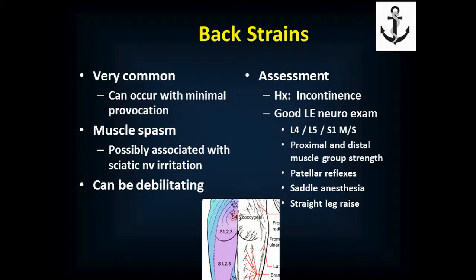abduct their hips, which means they need to be able to push their legs out sideways, and adduct their hips. That means that they're able to pull their thighs together. And that gives you a pretty good muscle group testing.